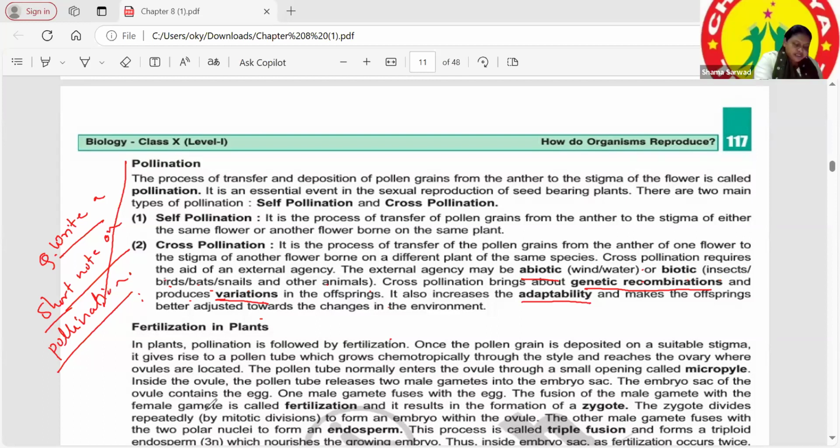I have posted the image for self-pollination and cross-pollination. If possible, go through it and try to draw. It is easy, it won't be difficult. Okay. Yes, ma'am, done. Yeah, good.